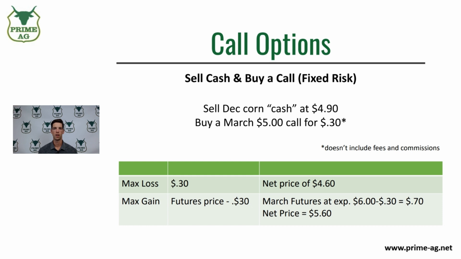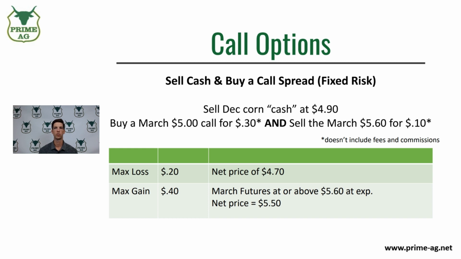On the other hand, the max gain, what you're going to do is calculate whatever the futures price may be, less the 30 cents that you've paid. So you can see in our example here, let's say at expiration, the March contract's at 6, you paid 30 cents for that option premium, you're going to have a gain of 70 cents. It's going to bring your net price up to 560. Again, you'll have to look at factoring in basis.